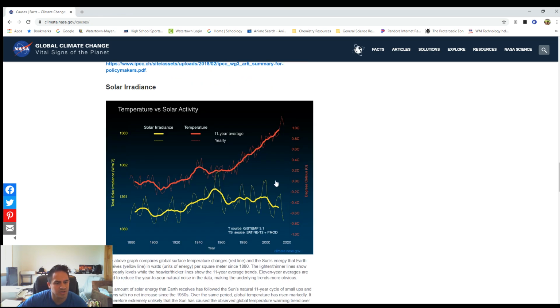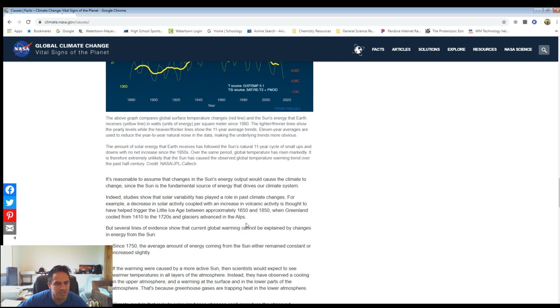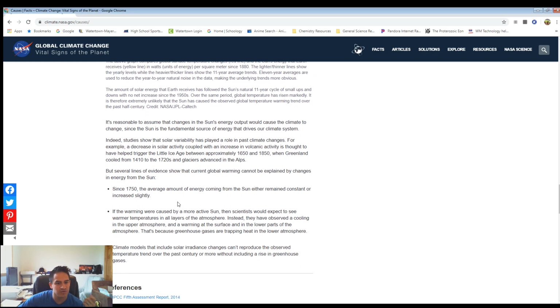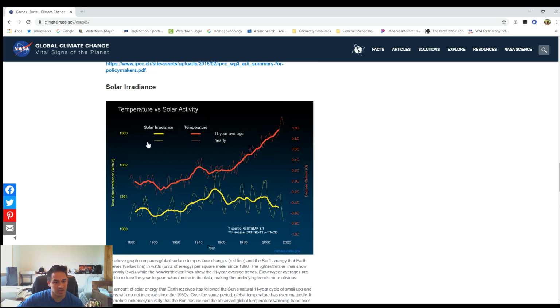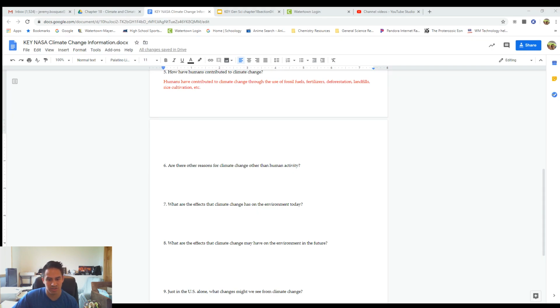Okay, what's this? Solar irradiance. All right, so this talks about temperature versus the sun. It says it's reasonable to assume that changes in the sun's energy output would cause the climate to change, since the sun is a fundamental source of energy that drives our climate system. And indeed, studies show that solar variability has played a role in past climate changes. For example, decreased solar activity with volcanic activity has triggered ice ages, etc. But several lines of evidence show that current global warming cannot be explained by changes in energy from the sun. So it looks like this at least does talk about other reasons for climate change other than human activity. So we can put that down on our worksheet at least.